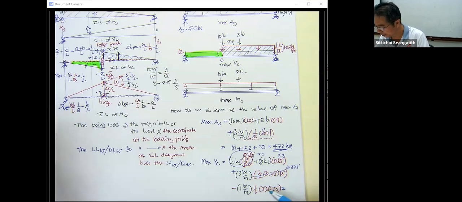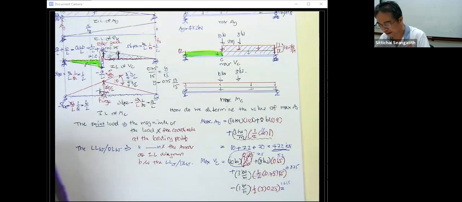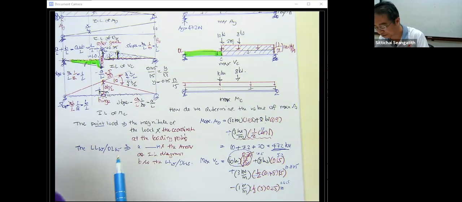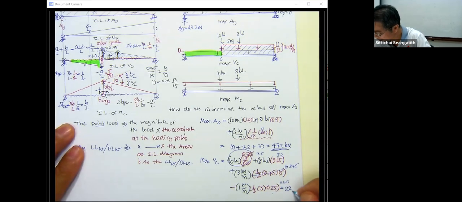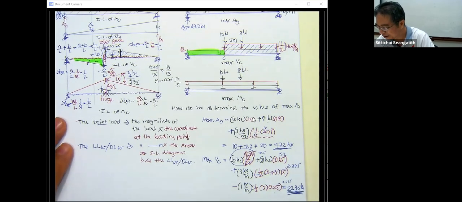That is going to be 2.5 times 0.25, which is 0.625. And then you combine this together: 10.875 plus 5.2 plus 7.5, and then minus, this is pretty small, right, 0.625. You get 22.95 kilonewton. This is in kilonewton, okay? And the shear is here.